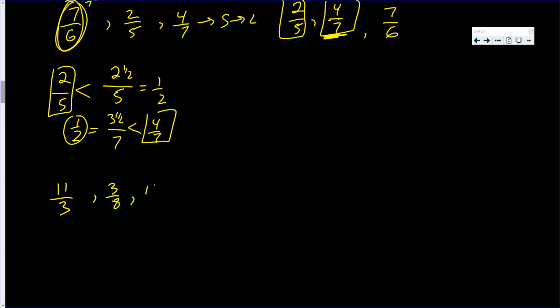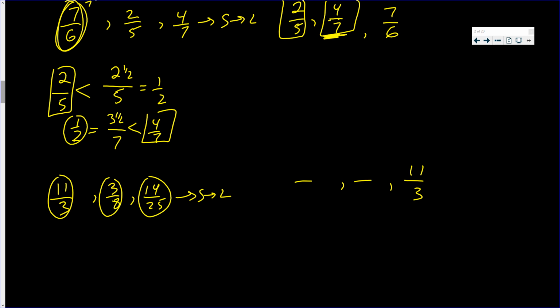3/8, 14/25, and 11 over 3. Well, this is less than 1. This is less than 1. But 3 goes into 11 more than 3 times. So I know that 11 over 3 is going to be the largest. Let me state that I want smallest to largest. So 11 over 3 is going to be the largest. Now, 4 over 8 is equal to a half. But we only have 3 over 8. So 3 over 8 is smaller than a half.